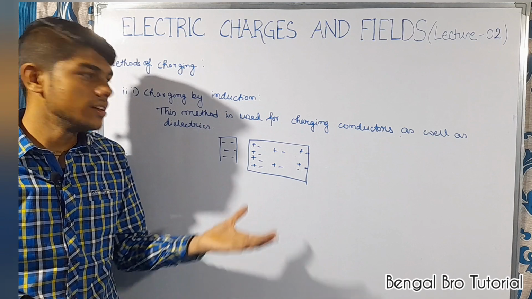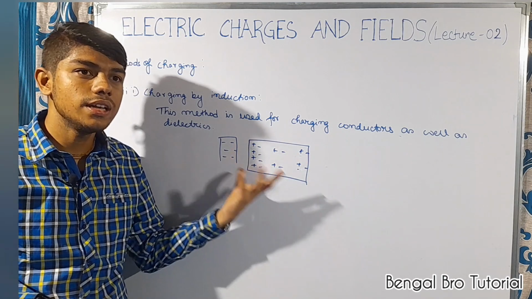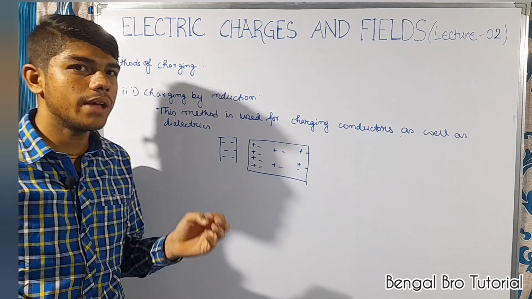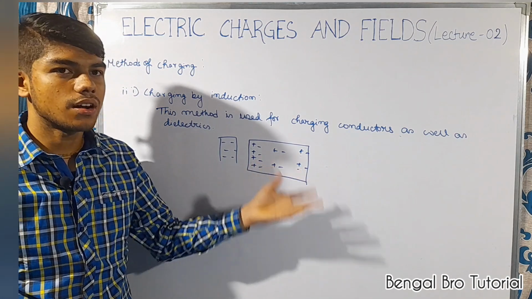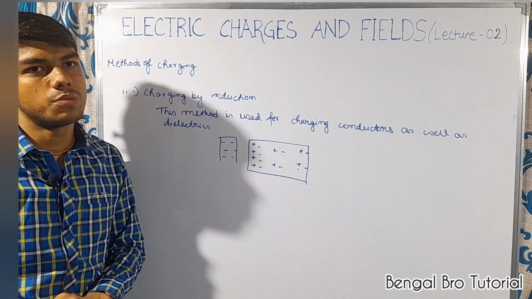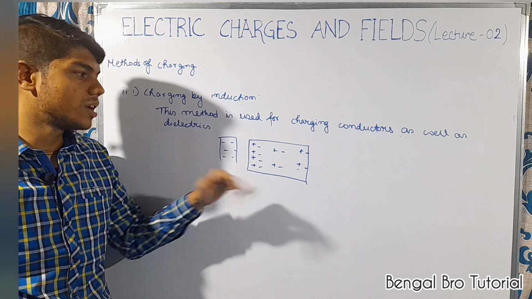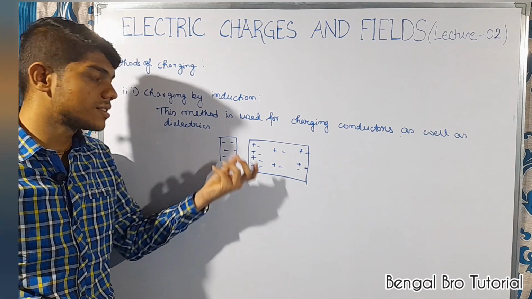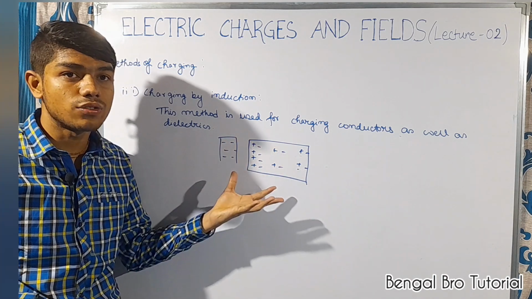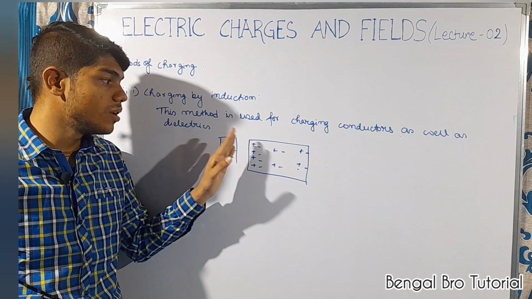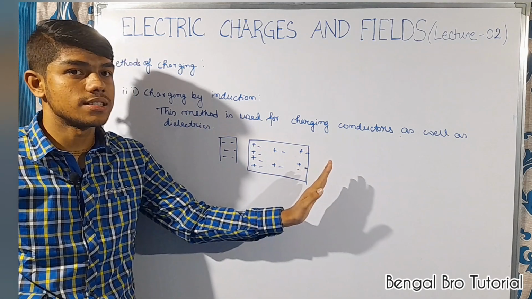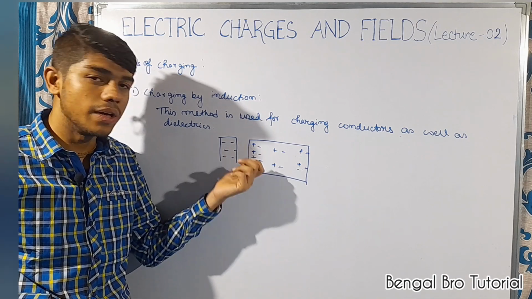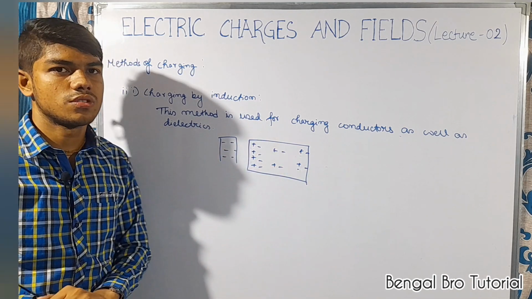Then again you can make this body permanently charged by the method of grounding or by bringing another conducting body in contact with this body. In this way again you can charge this dielectric. Understood? Means in dielectrics, since it doesn't have free electrons, these electrons will not get repelled to the other side. They will just make slight displacement and repel the neighboring electrons.